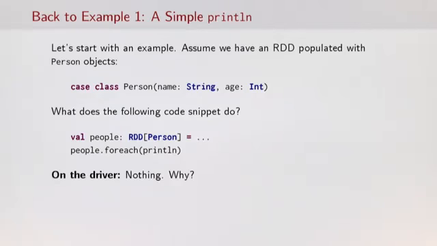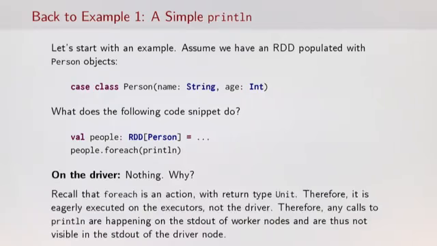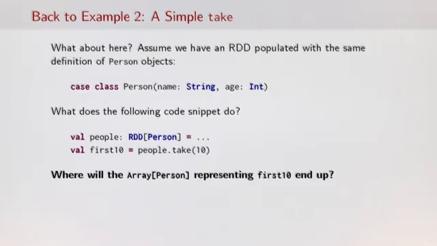Why might that be? I'll give you a hint. foreach is not a transformation. Remember that foreach is an action, and it has return type Unit, so it's a side-effecting thing. Therefore, because it's an action, it's eagerly executed on the executors, and it's not being executed on the driver. So any calls to println inside of this foreach end up happening on the individual worker nodes. Whatever this println is doing goes to the standard out of the worker nodes, which you can't see if you're looking at the standard out of the master node that you're on. So basically it prints lines on the workers that you can't see because you're sitting on the master.